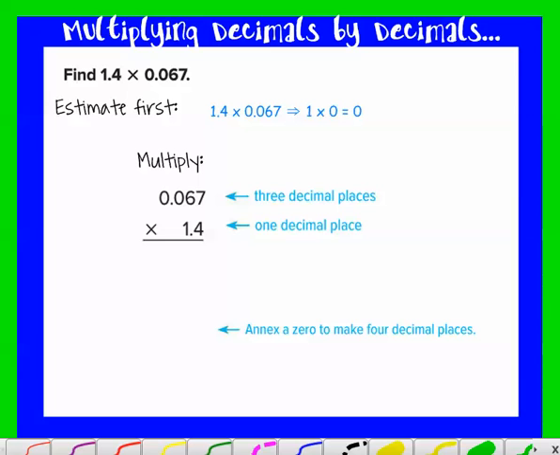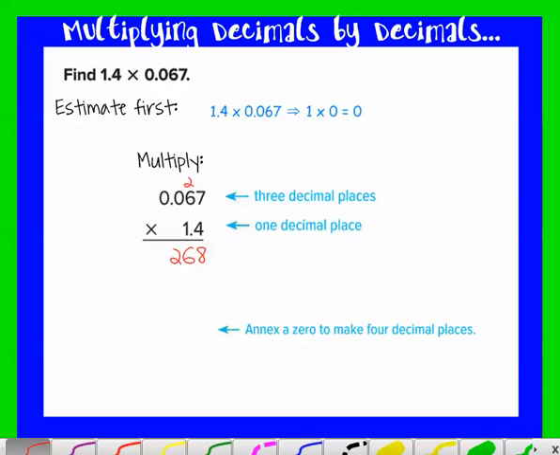We don't need to line up the decimal values. We'll just stack the digits starting at the right. And then we can proceed with the multiplication. We'll pretend that this is 67 times 14. 4 times 7 is 28. Carry that 2. 6 times 4 is 24, plus 2 is 26.